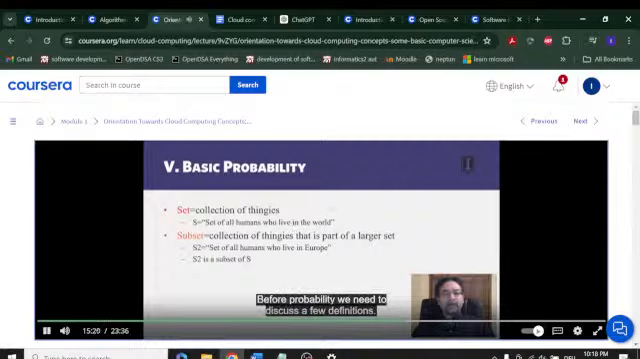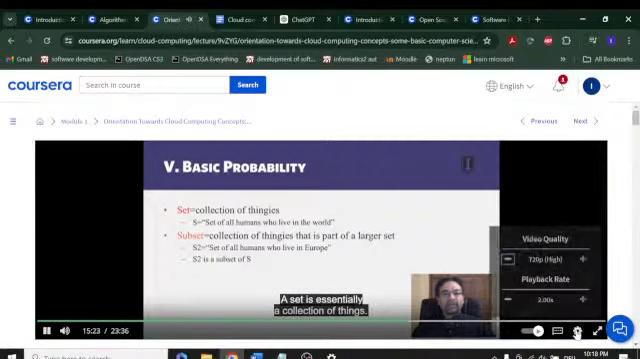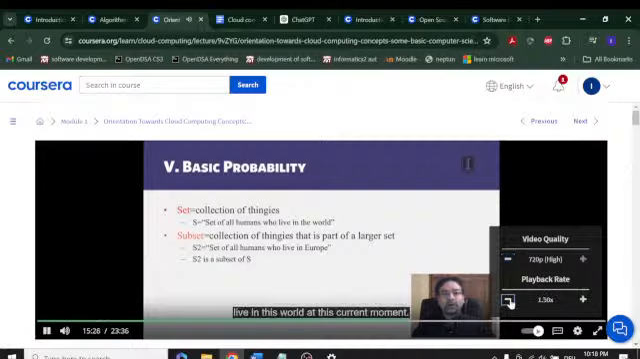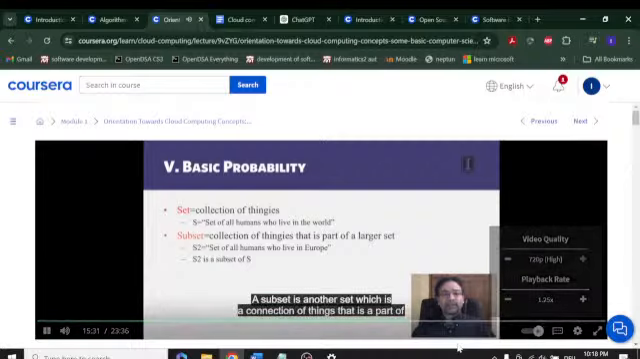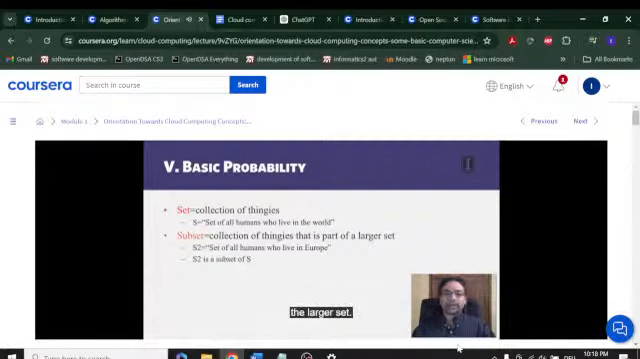Before probability, we need to discuss a few definitions. The first definition is a set. A set is essentially a collection of things. So for instance, a set S might be a set of all humans who live in this world at this current moment. A subset is another set, which is a collection of things that is a part of the larger set. So I might describe a set S2, which says a set of all humans who live currently in Europe today. S2 is a subset of S because every element that is present in S2 is also present in S, but the reverse is not necessarily true.